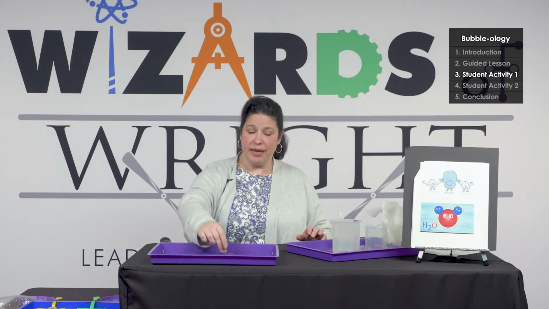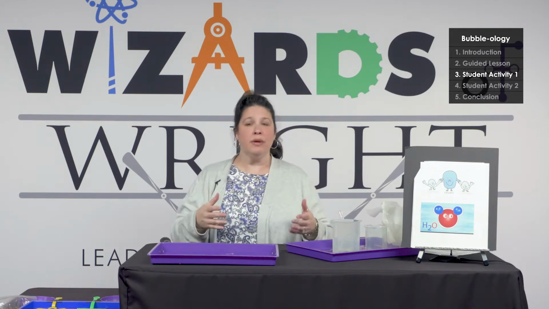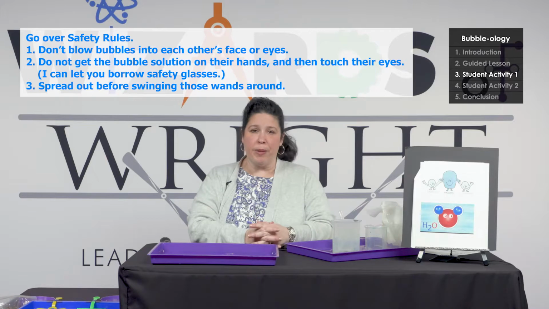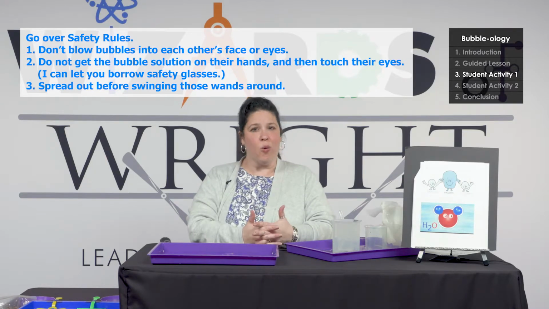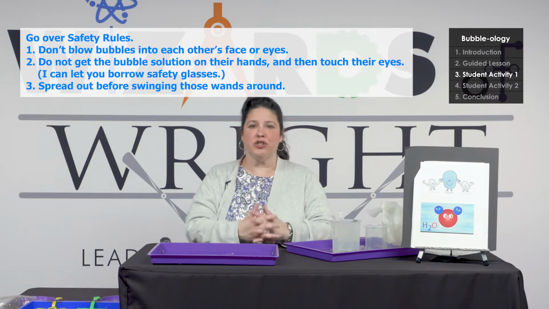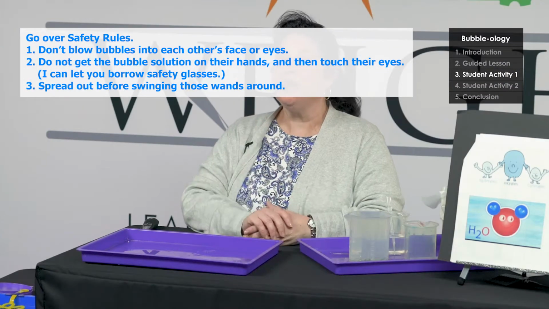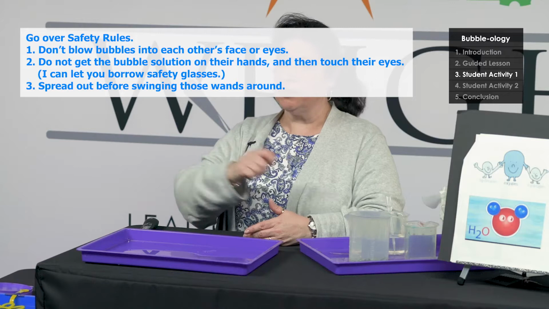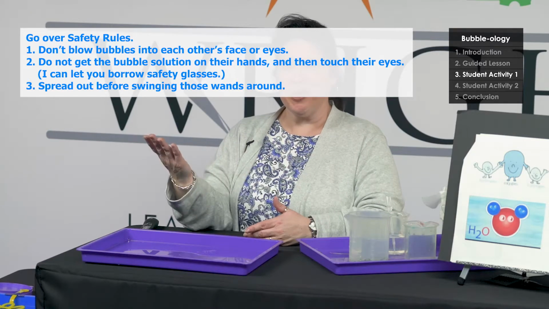Before we move on to the next activity, which will actually include the students blowing bubbles, is a good time to go over the safety rules. Remind them not to blow the bubbles into each other's face or eyes. Remind them not to get any of the solution on their hands and then touch their eyes. And we know that they're going to take those bubble wands and swing them around. That's how you get a good effect. So just talk to them about space between each other before they start doing that.